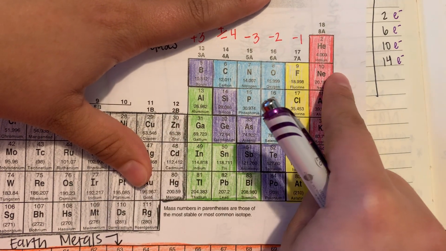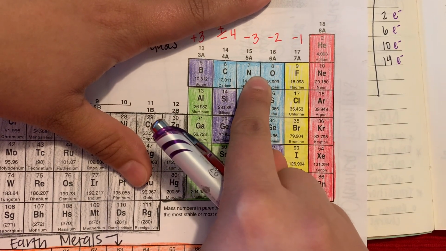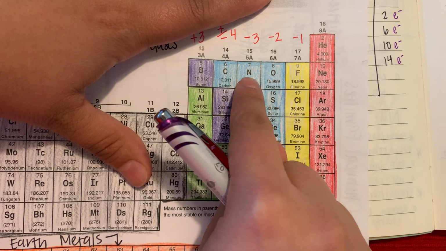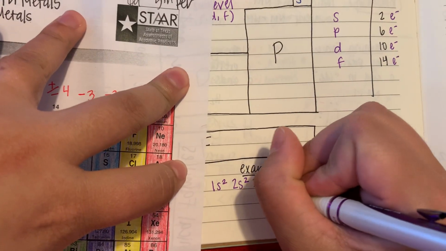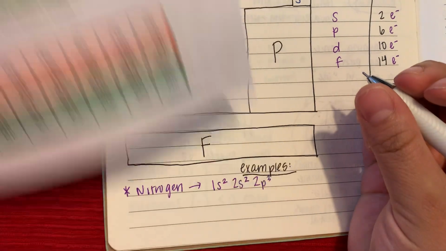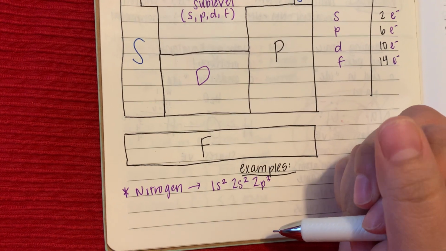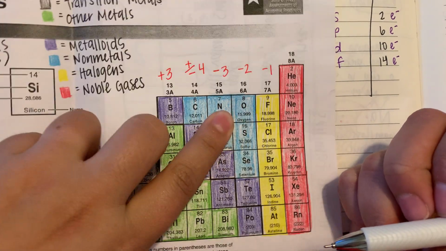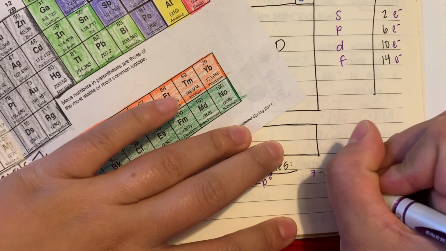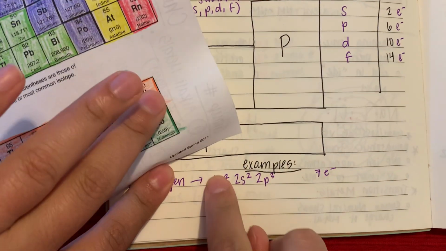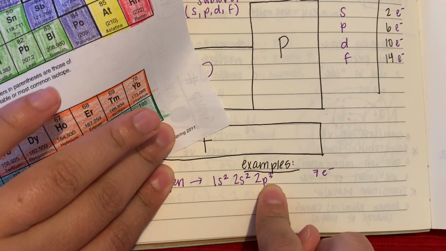This could be 6, but I need to stop at nitrogen, so then I just count 2p1, 2, 3, 2p3. Now, a good way to check yourself with all of this is to count all of your electrons. For nitrogen, we should have how many electrons total? The atomic number is 7. We should have 7 electrons. So if I count all of my exponents, I should have 7.